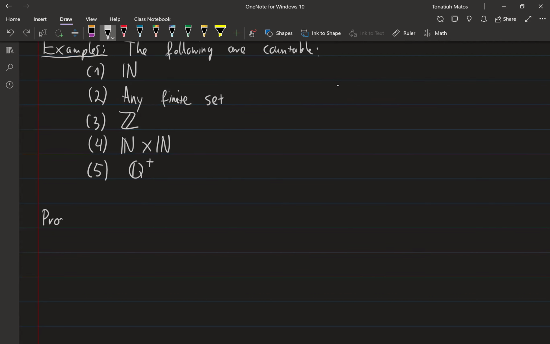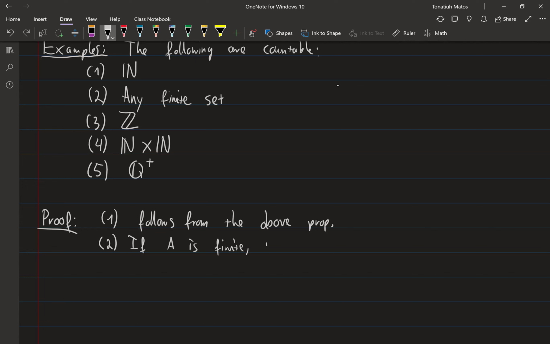Okay, so let's prove this example. Proof. So number one follows from the above proposition, right? This is almost trivial, it's obvious. Now, how do you show that any finite set is countable? If A is finite, then there is a bijection f from A to some natural number, right?